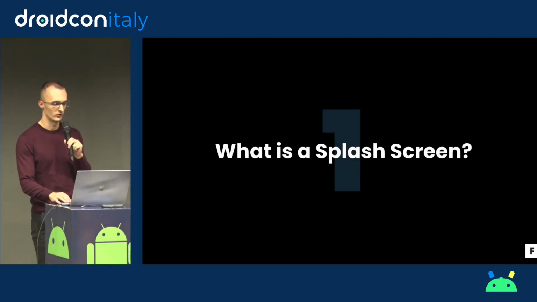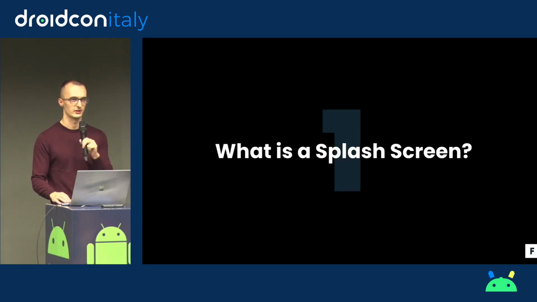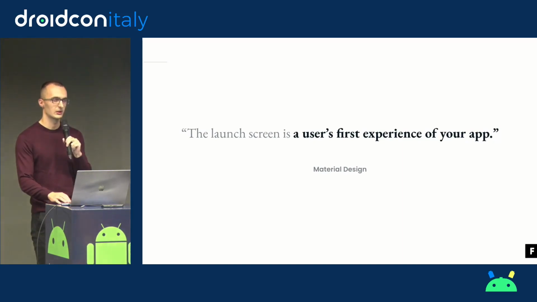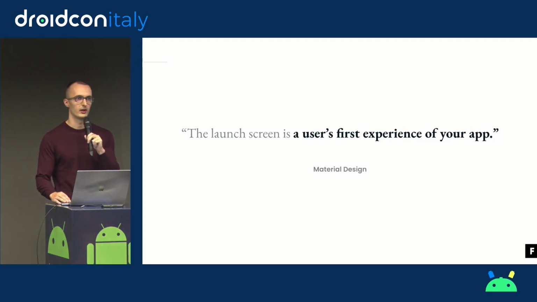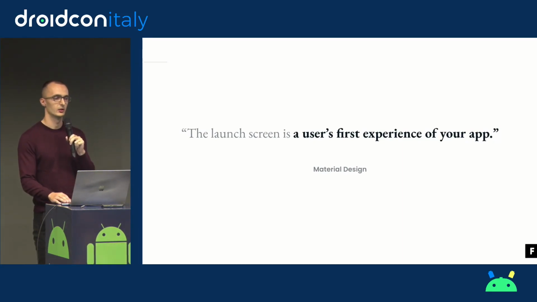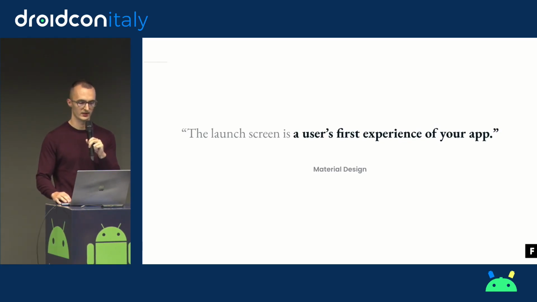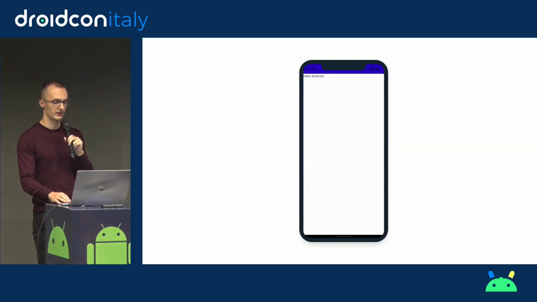So let's now move on to a splash screen and let's see what splash screens and hotel lobbies have in common. If you take a look into the material design documentation, we are going to find this sentence there that says, the launch screen is a user's first experience of your app. So what does this mean? Let's take a look at an example.